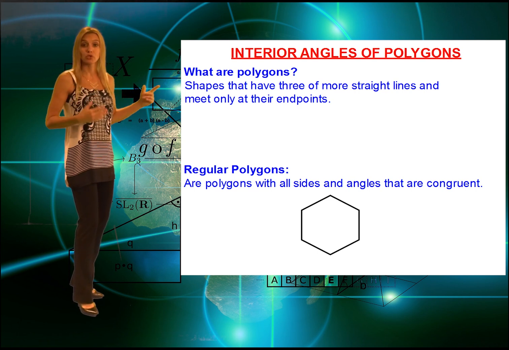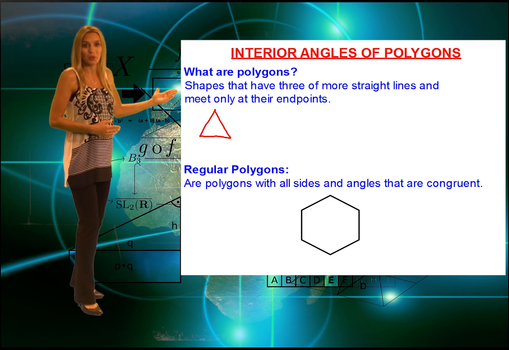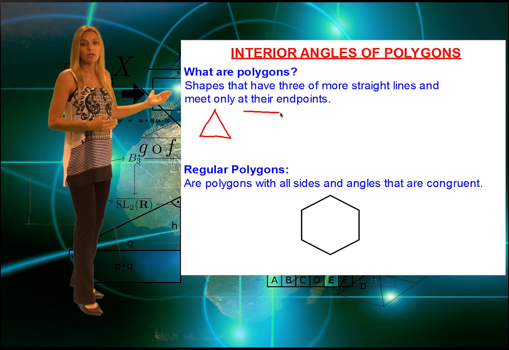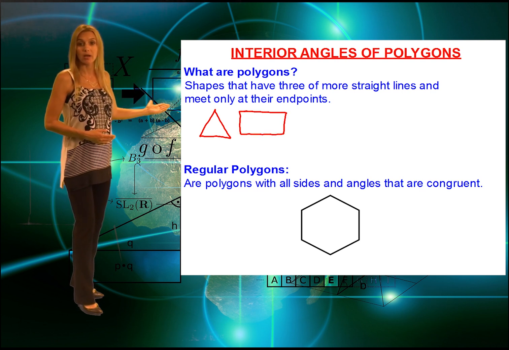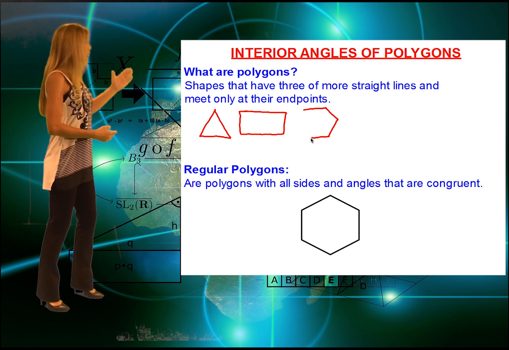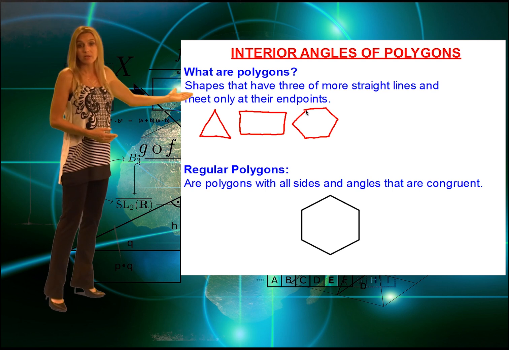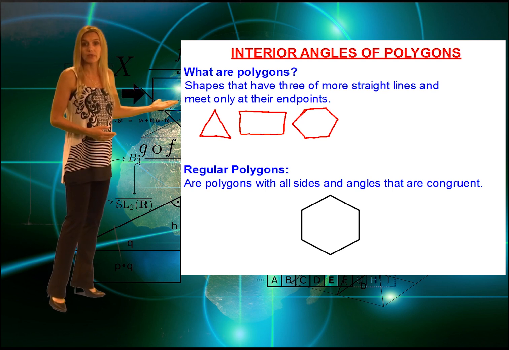For example, a triangle, right? We also have a rectangle could be a polygon, right? Or let's see, I can have a pentagon that is a polygon, right? Or a hexagon. So we have in here triangle, rectangle, as well as a hexagon. All these are polygons, examples of them.